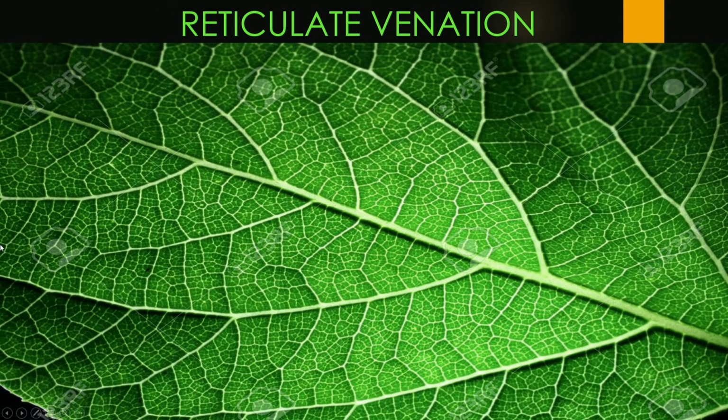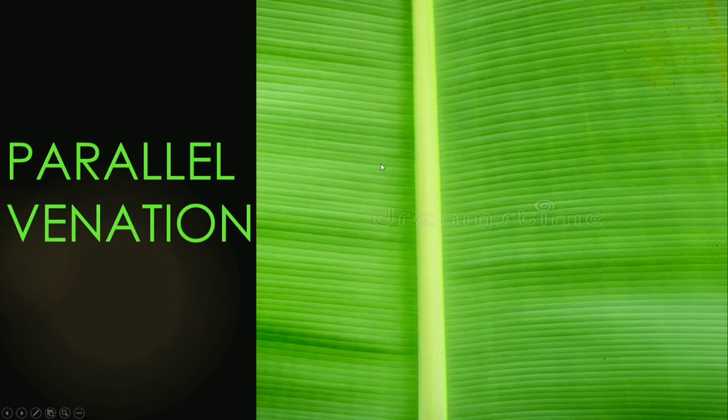Then the next venation is parallel venation. In parallel venation, we see the veins running parallel to each other. Example, banana leaf. They start from the leaf base and end in the leaf apex. Leaves of monocotyledonous plants have parallel venation. Example, banana leaf, maize, and other crops.